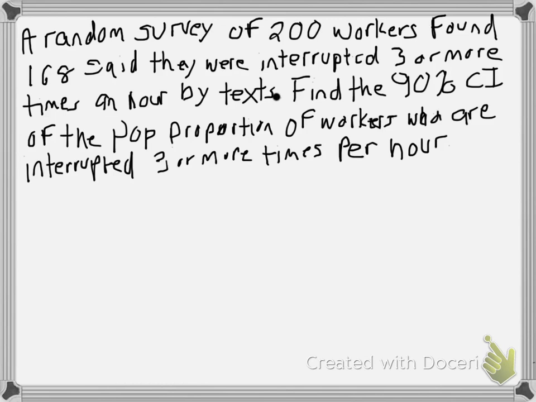Let's do a couple of problems fully now. I'm going to pause again and write the problem. All right, so here's our problem. A random survey of 200 workers found 168 that said they were interrupted 3 or more times an hour by texts. Find a 90% confidence interval of the population proportion of workers who are interrupted 3 or more times per hour. First thing we need to do is we need to start with our conditions. Okay, so remember what our 3 conditions are.